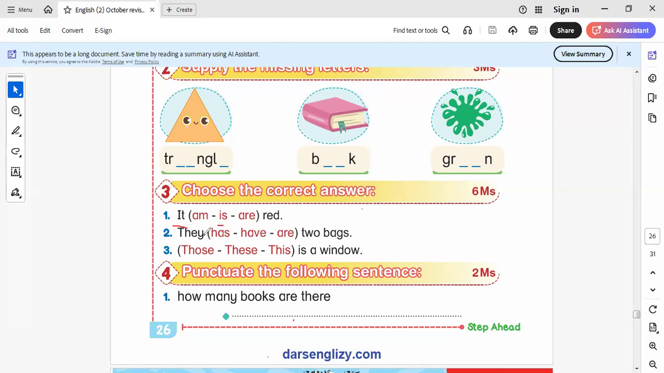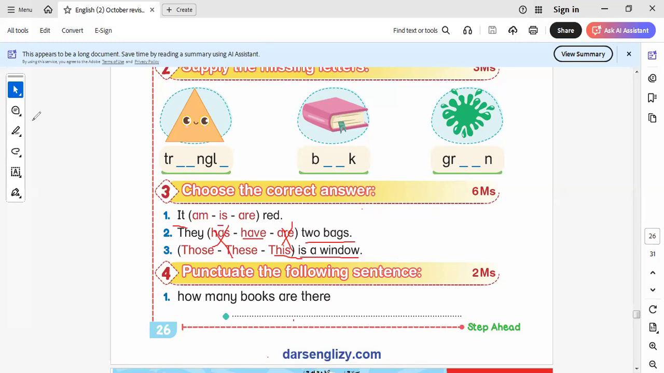They here. Can it be they have? Wrong. Here we say they are. Why? Because here I talk about something that belongs to me. So the answer will be they have 2 bags. Here we have is a window. So here is singular. We can select this, and those is plural. So I can put it here. No, it's not right. So the correct answer will be this is a window.